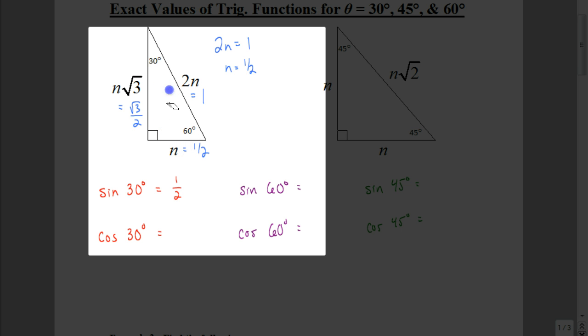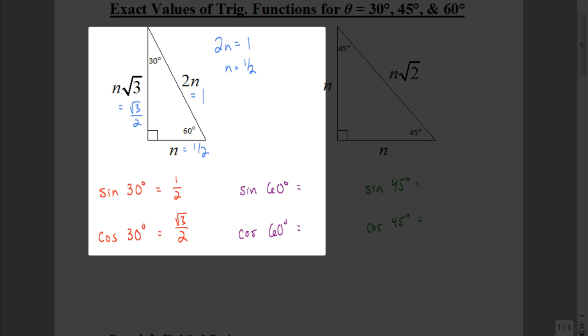To find the cosine of an angle, the cosine of an angle is the adjacent over the hypotenuse, so the adjacent leg over the hypotenuse. The adjacent leg for the 30 degree angle is going to be the square root of 3 over 2. We're going to divide that by the hypotenuse, which is 1. So the square root of 3 over 2 divided by 1 is just square root of 3 over 2.